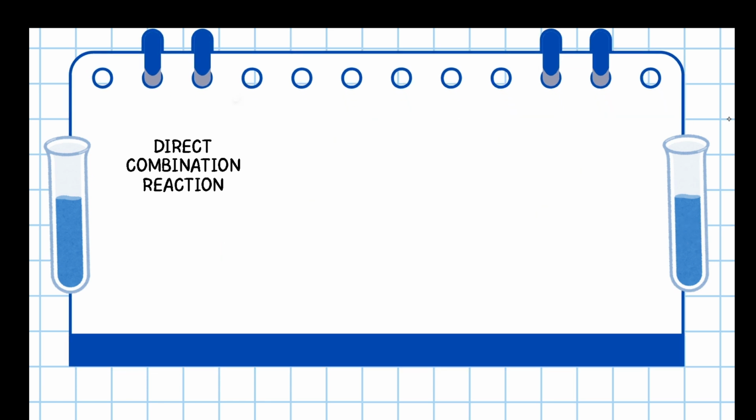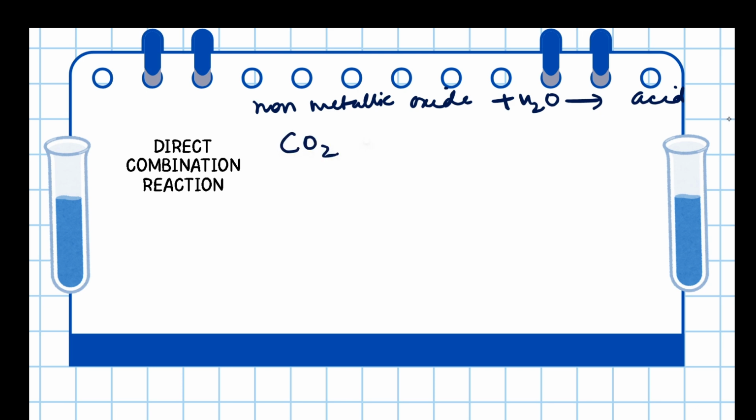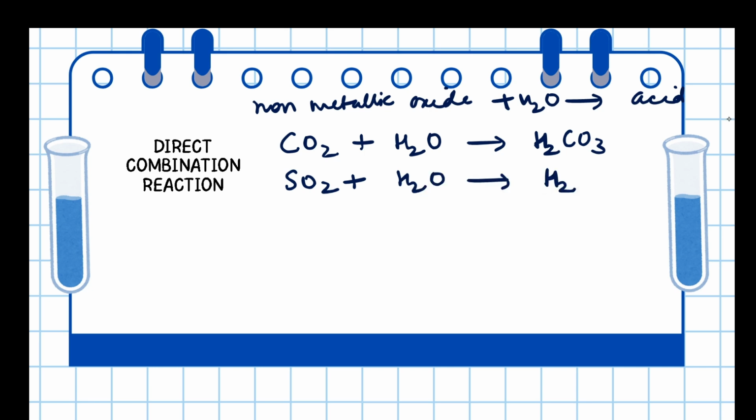Lastly, we have the non-metallic oxides. We also saw the formation of non-metallic oxides. These non-metallic oxides, when they dissolve in water, form the corresponding acids. We saw carbon dioxide, which dissolves in water to form the weak acid, carbonic acid. Sulfur dioxide dissolves in water to form the corresponding sulfurous acid, that is H2SO3. So these are the reactions which you are going to remember for the direct combination reaction.